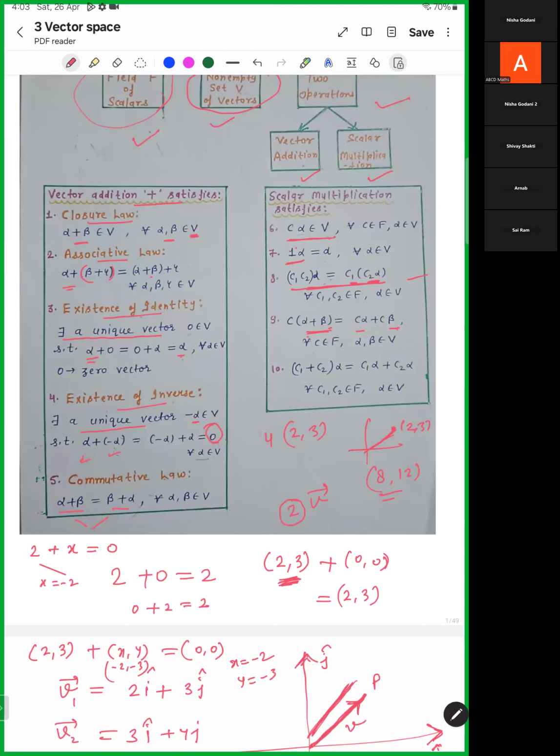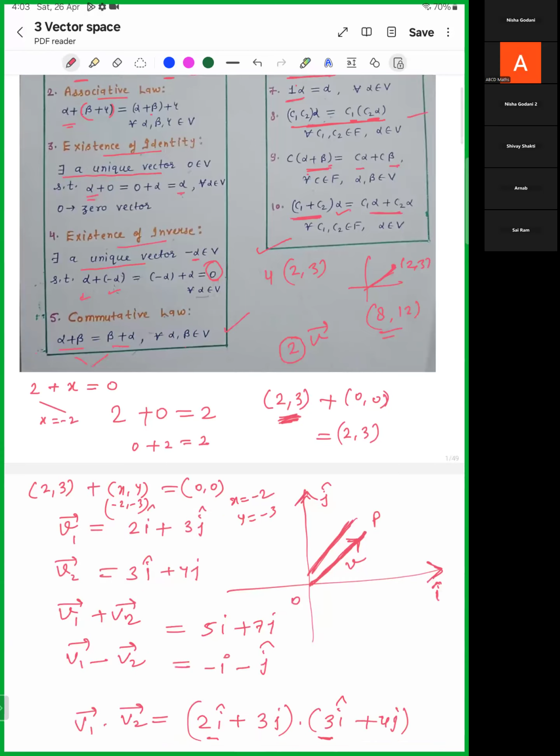10th one is if we add two scalars. Now we have addition of two scalars. If we add them and then multiply by a vector, or if we distribute, these must be equal. So there are 5 properties for vector addition, 5 for scalar multiplication. If these 10 properties are satisfied, then we say that V is a vector space.